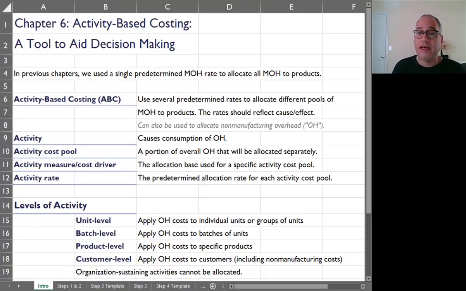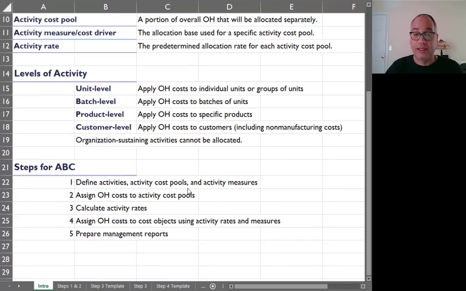So whereas previously we had a single predetermined overhead rate for all overhead, usually direct labor hours, machine hours, or direct labor cost, now we're going to have several cost pools. Each one is going to have its own base. It could be, again, direct labor hours, machine hours, number of units produced. It could be a lot of different things. And then we'll create a rate for each pool, so that we'll have several pools of overhead that will be allocated separately.